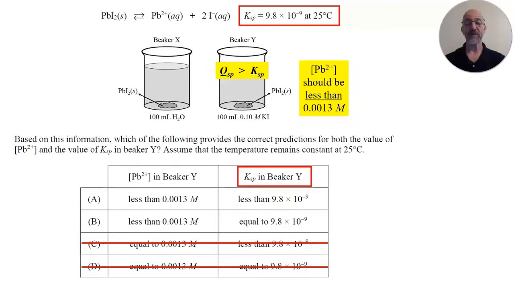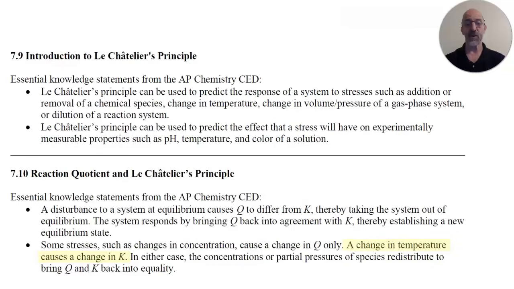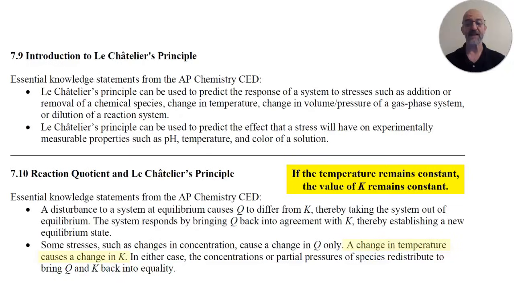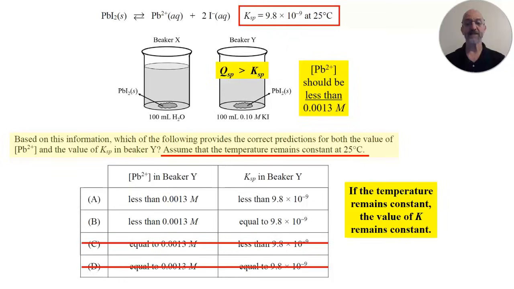So in an earlier episode of AP Chemistry Review and Practice, I talked about the value of the equilibrium constant as it relates to changing the temperature. And so in this case, it says assuming that the temperature remains constant at 25 degrees Celsius. Well, back in an earlier episode, a change in temperature does cause the value of K to change, but that also means that if the temperature remains constant, the value of K remains constant. So if the temperature remains constant, the value of the equilibrium constant remains constant, and so therefore the value of KSP should not change because the temperature remains constant in this experiment.